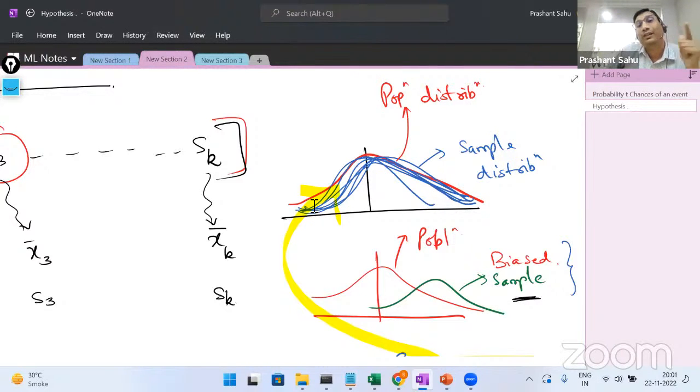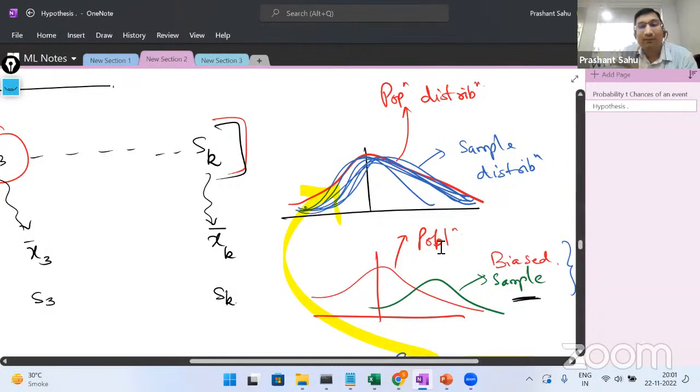Whatever be the population distribution, it could be Bernoulli, binomial, Poisson, Weibull, uniform, geometric, exponential. These are several distributions. It doesn't matter. What I'm saying is your sampling has to be efficient enough so that its distribution is very similar to the population distribution. This is one of the major assumptions.